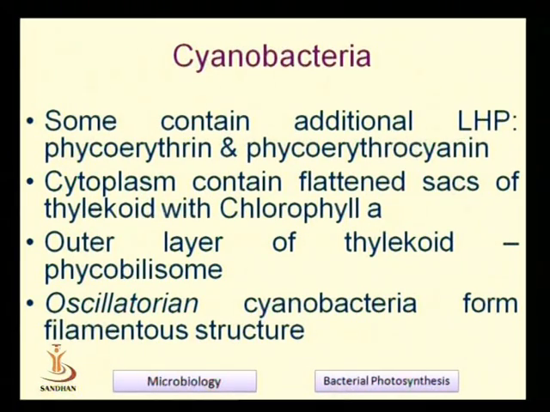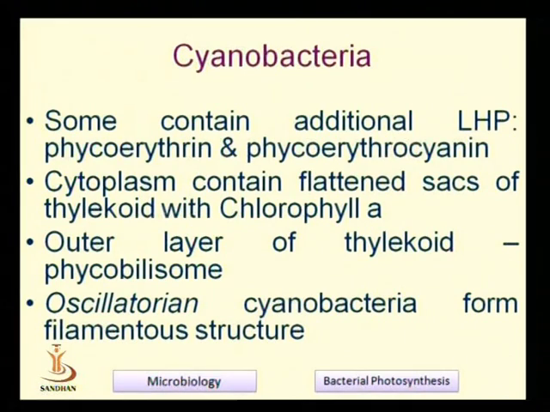Okay, very interesting. And they have a flattened sac of thylakoid that contains chlorophyll A. The outer layer of the thylakoid sometimes has droplet-like structures made up of phycobiliprotein. This is called the phycobilisome. The presence of phycobilisome is unique to oxygenic photosynthetic bacteria. Such phycobilisomes are not observed in anoxygenic photosynthetic bacteria.